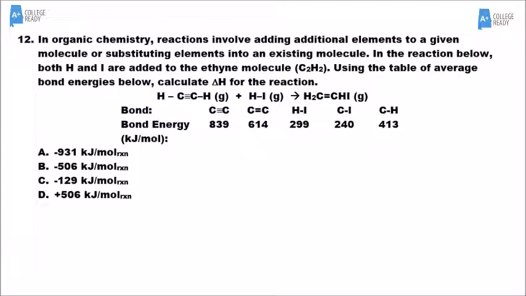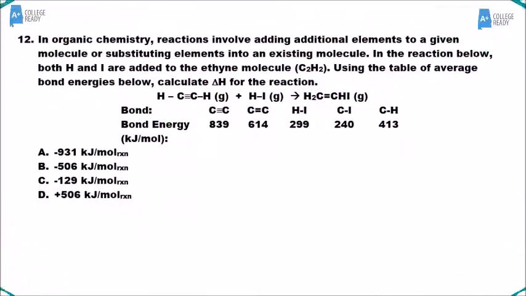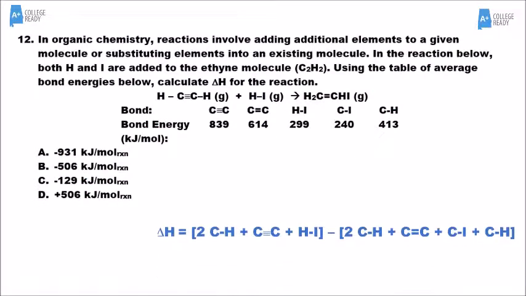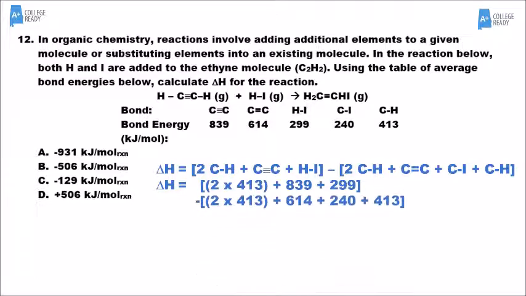This is bond energies. Bond energies is all the bonds that have to be broken minus all the bonds that are formed. So we set it up as all the bonds that are broken minus all the bonds that are formed over in products. We plug in the numbers given to us in the problem for all the bonds that are broken, and then subtract all the numbers for all the bonds that are formed.